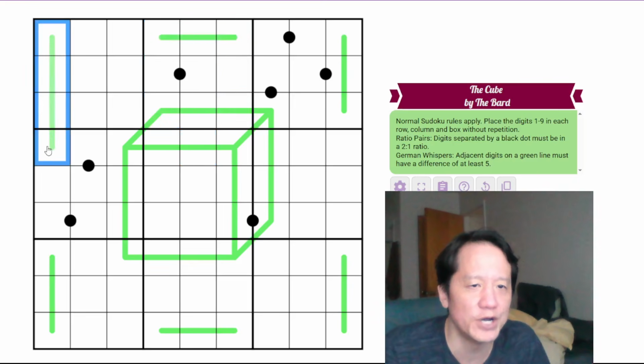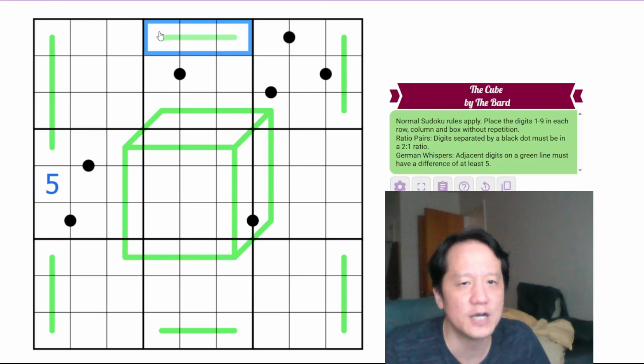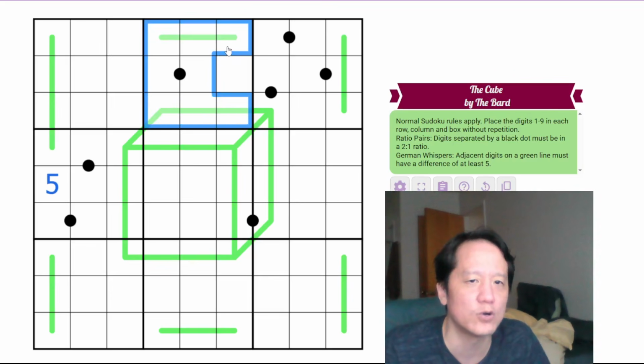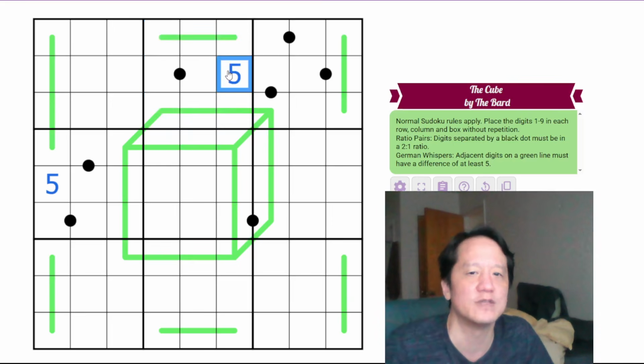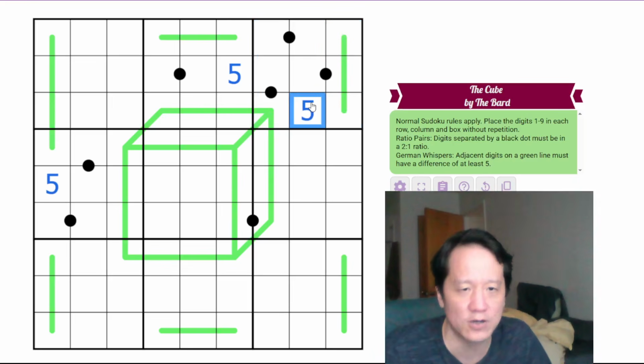In column 1, 5 can't be on the whisper 5 line, and cannot be next to a Kropki dot, so 5 has to be here. In this upper central box, these are next to black Kropki dots or on a whisper 5 line, so 5 has to be there. In this upper right-hand box, we have these digits next to a black Kropki dot, and these are on a whisper 5 line, so 5 has to be there.